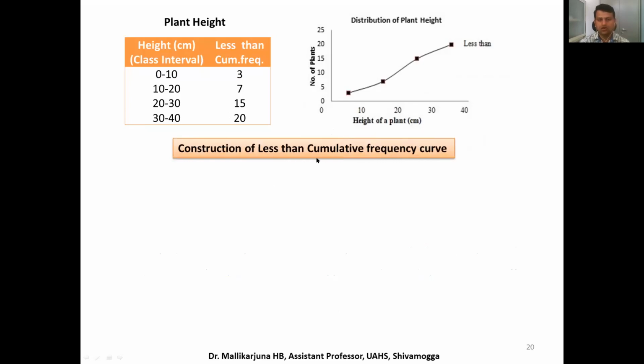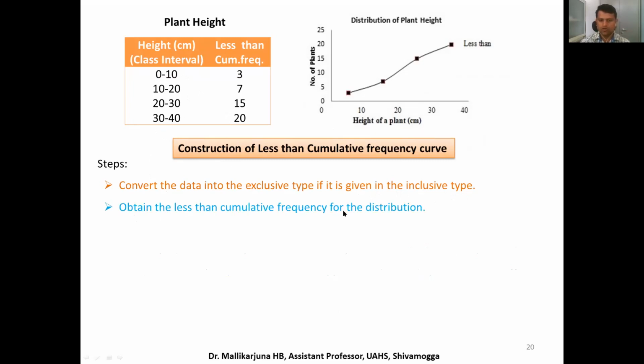Coming to the construction of the less than cumulative frequency curve. Steps: convert the data into exclusive type if it is given in the inclusive type. Of course, this is in exclusive form, so no need to convert. Obtain the less than cumulative frequency for the distribution. So this is already in cumulative frequencies.